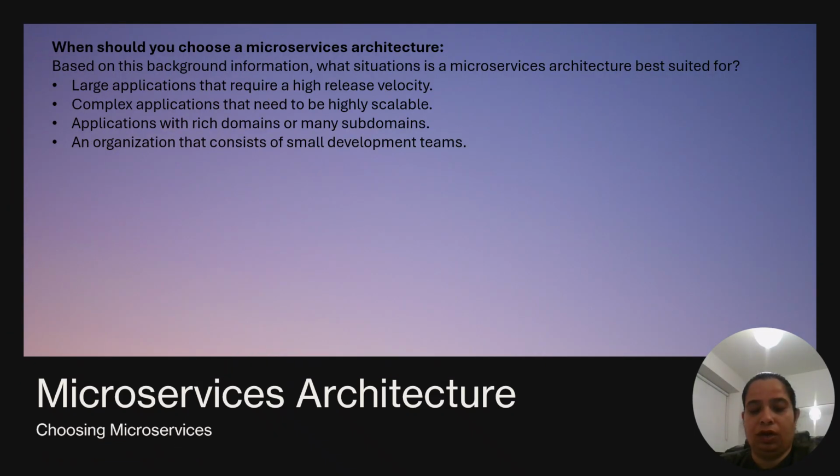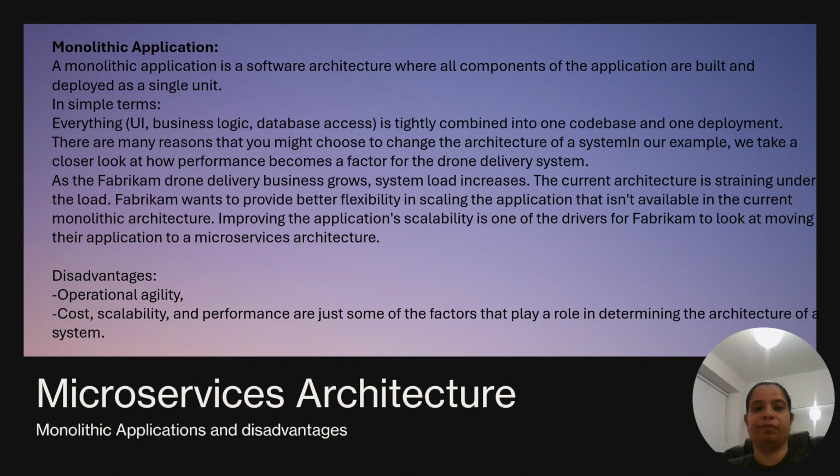When should you choose a microservices architecture? When large and complex applications are there and they need to be highly scalable, we can go for microservices architecture. Also when many subdomains are there in the application. An organization that consists of small development teams can also go for microservices architecture. Each service which can be independently deployed can be taken up as a microservice, and if it is a bulk application, it can be independently deployed, and in smaller cases it can be handled.